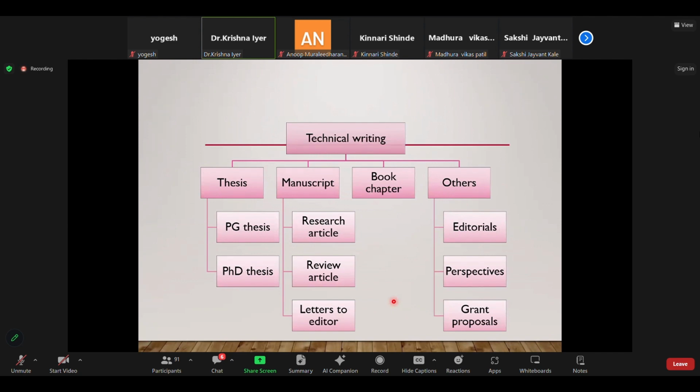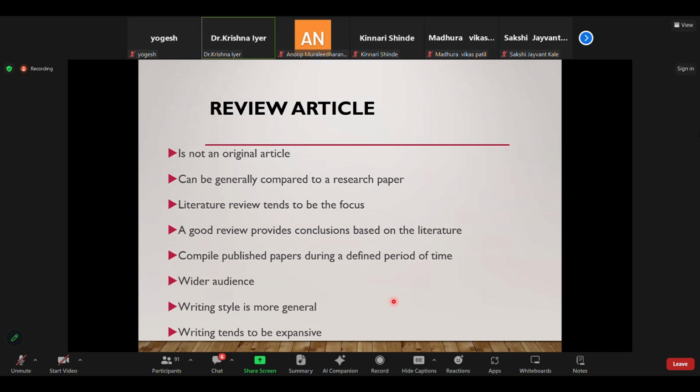If we talk about other types of articles, then the two other things you may be involved in writing is a review article. Now you have to remember, a review article is not an original article of your own research, but could be compared to a research paper in terms of you discussing results which have already been reported. Okay, so a good review correctly collects all the relevant information and gives an overall conclusion of the area or the very specific topic on which you're writing a review article.